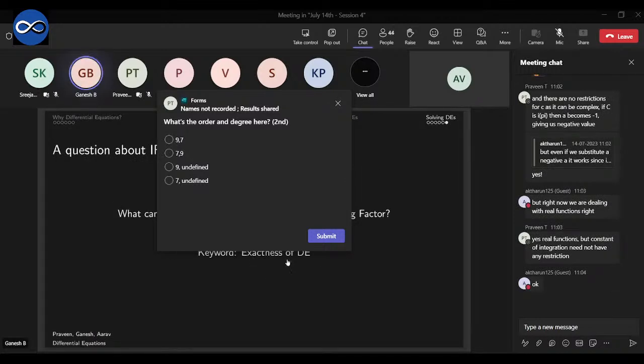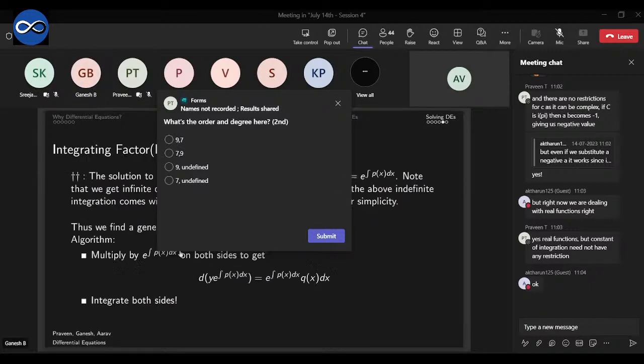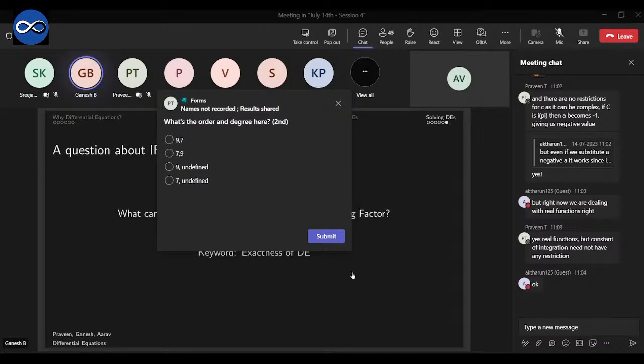The keyword here is exactness of differentiation. There is something called exactness. I will discuss it in the next session. Till then, I would like you to ponder over it. I would want you to find out what this exactness really is. Try learning about it, try researching what this exactness actually is. And yeah, that's pretty much it for this session.